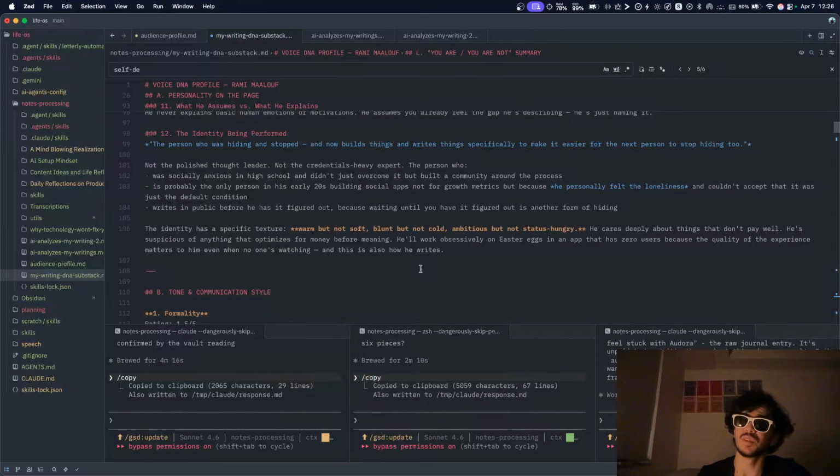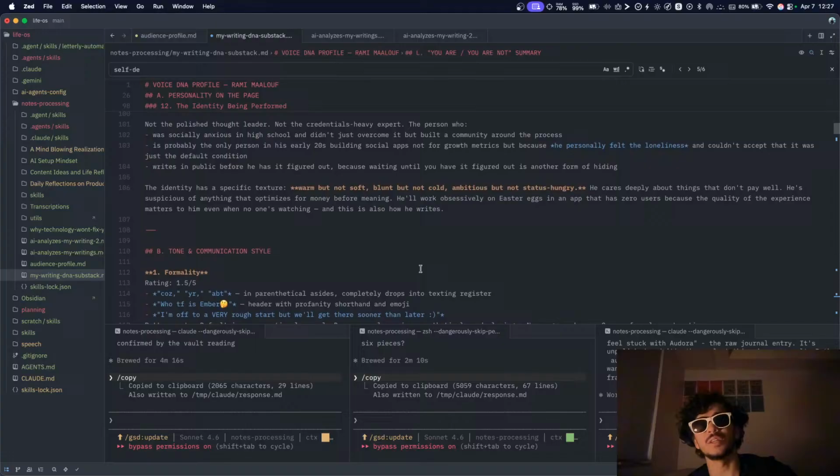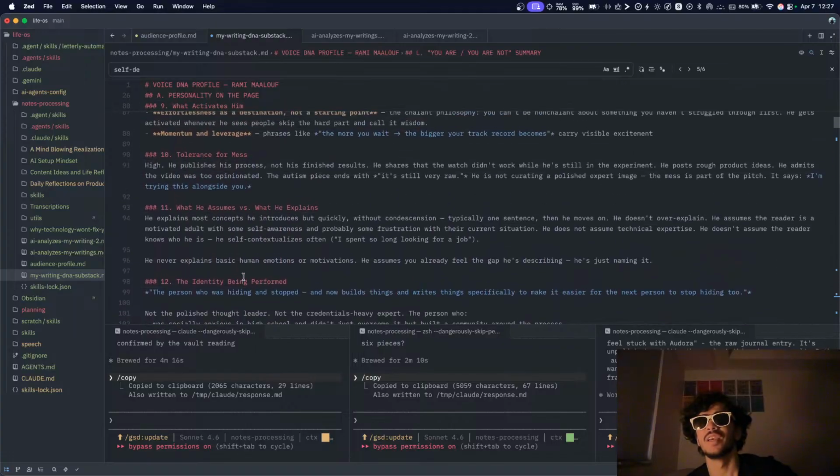That's true. He'll work obsessively on Easter eggs in an app that has zero users because the quality of the experience matters to him even when no one's watching. And this is also how he writes. Crazy. Okay. He never explains basic human emotions or motivations. He assumes you already feel the gap he's describing. He's just naming it. Oh, whoa, interesting.